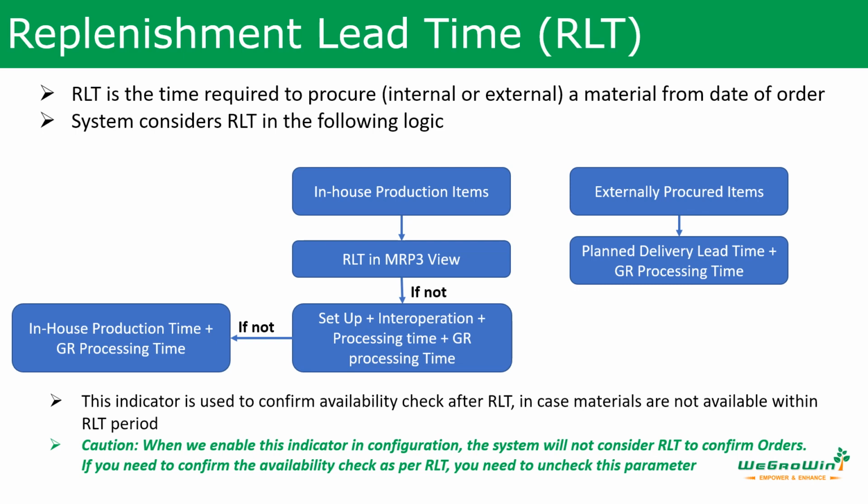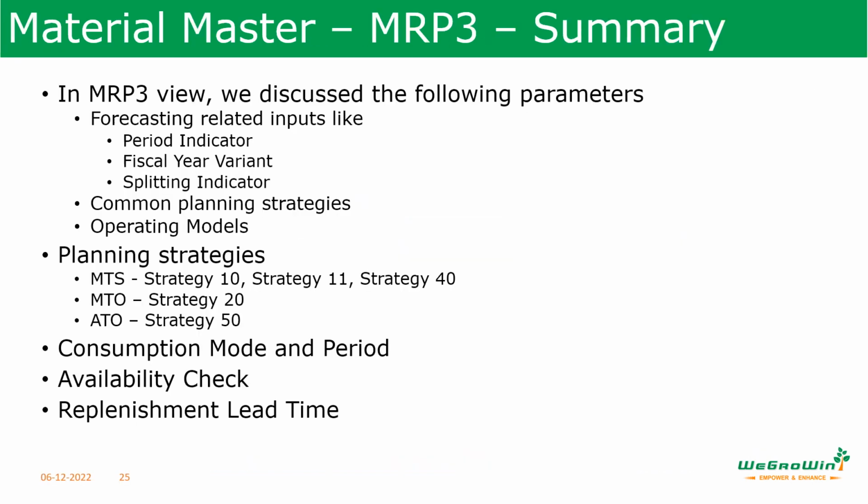So this indicator is used to confirm the availability check after replenishment lead time in case materials are not available within the replenishment lead time period. Please take caution here. When we enable this indicator, the system will not consider replenishment lead time to confirm the orders. If you need to confirm availability as per replenishment lead time, we need to uncheck this. For example, if you uncheck this, only then will the system confirm based on the replenishment lead time. Okay. To understand this clearly, please do some tests. Then only you can get more clarity on this.